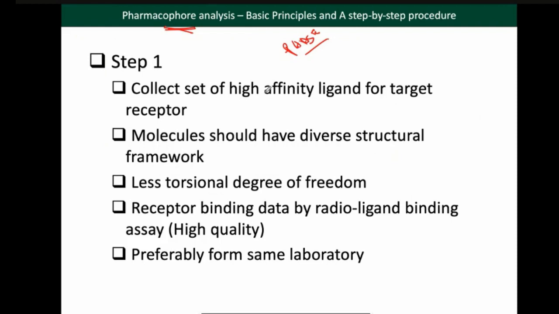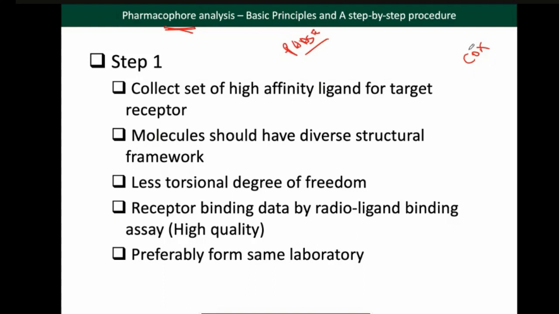So we're going to see what are the 4 steps and what will be the final output from the pharmacophore analysis, right? The very first step is data collection, right? So what is meant by data collection? Say for example, you are interested in designing a new inhibitor for cyclooxygenase, COX. Repeatedly I'm using this COX as an example because we have seen the detailed molecular mechanism of action of drugs which are acting on COX.